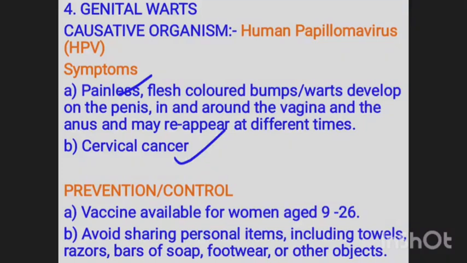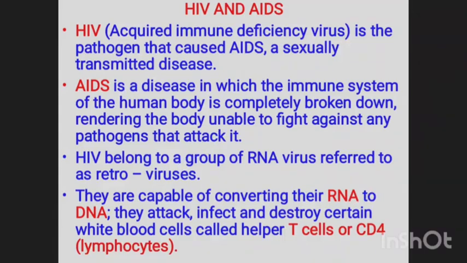And the ways to prevent this is, number one, to vaccinate women that are between the age of 9 to 26. Avoid sharing items including towels, razor blades, bars of soap, footwear, and other objects. So these are ways to control genital warts. Now let's talk about the HIV and the AIDS.